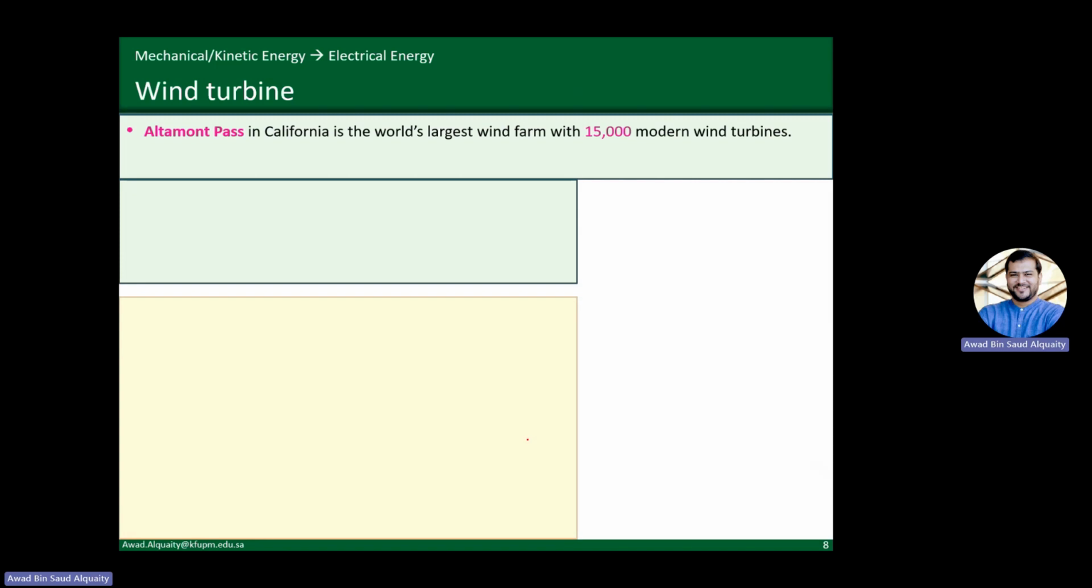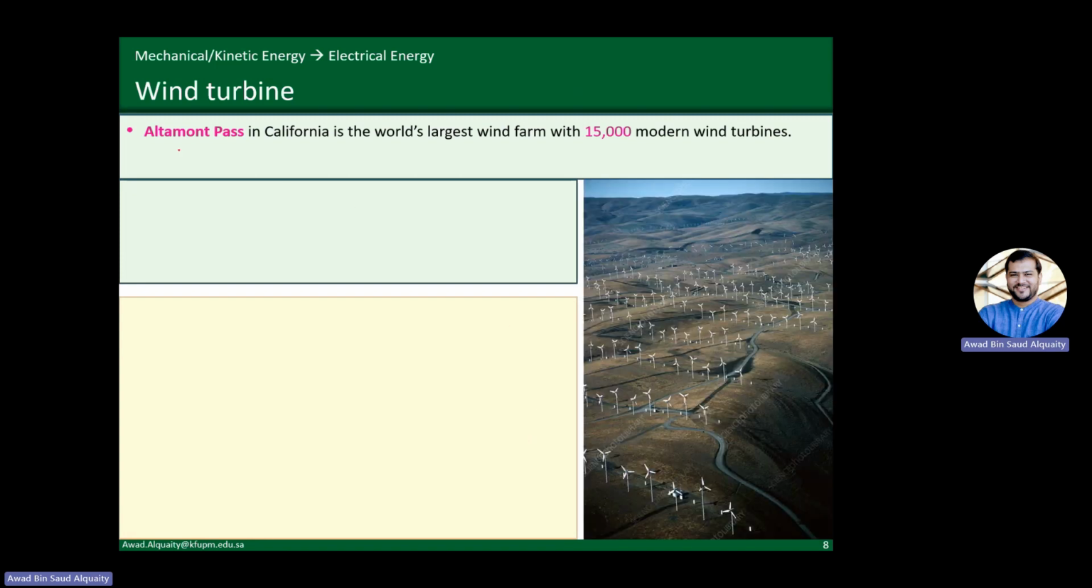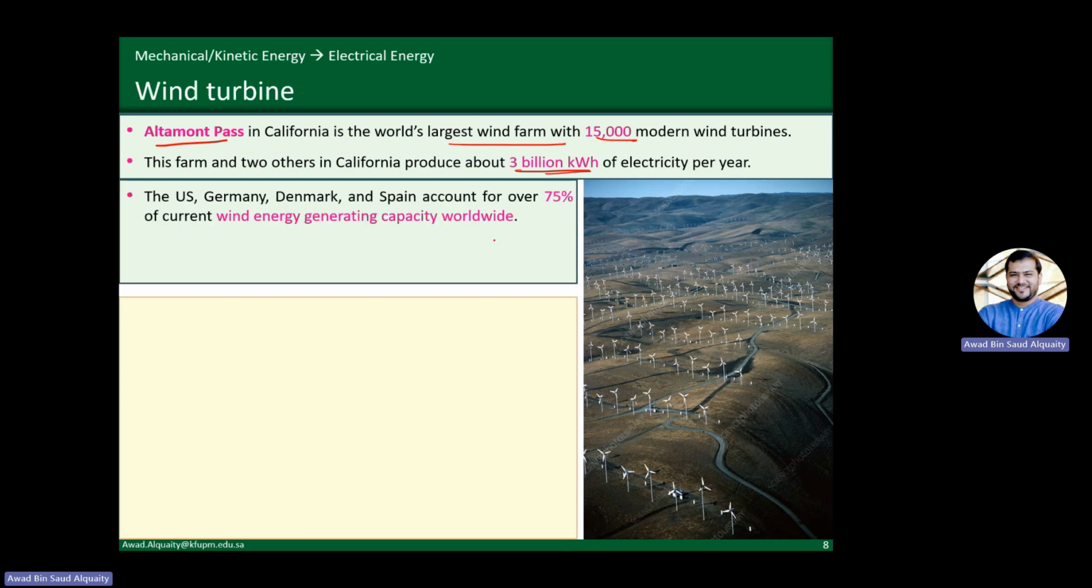Now, there are wind turbines already installed in different places across the world. Altamont Pass in California is the world's largest wind farm with 15,000 wind turbines. You can see wind turbines all over, right? And this produces about 3 billion kilowatt hours of electricity per year. Pretty large capacity, right? And in terms of the various countries, well, the US, Germany, Denmark, and Spain account for more than 75% of current wind energy generation capacity.